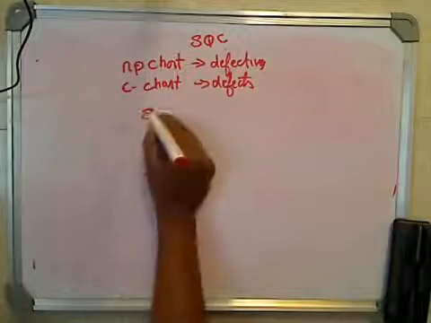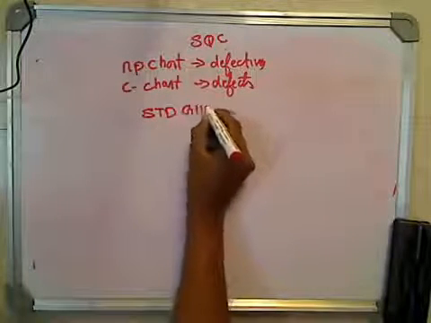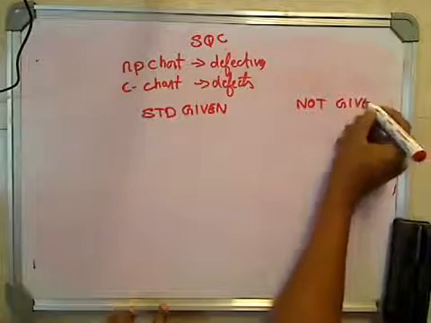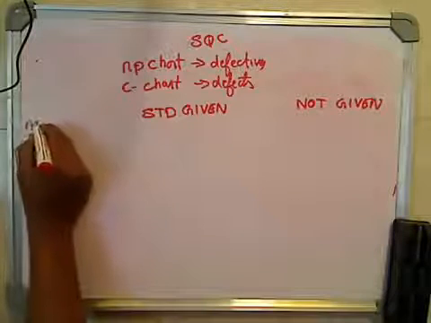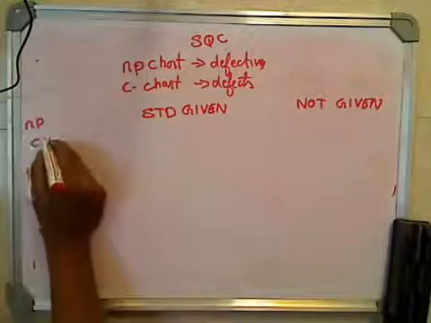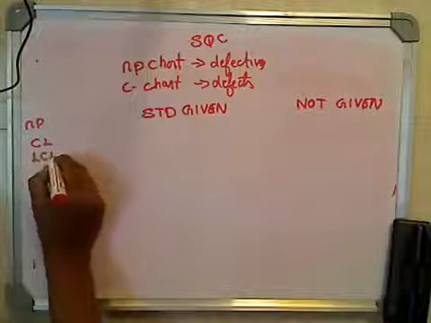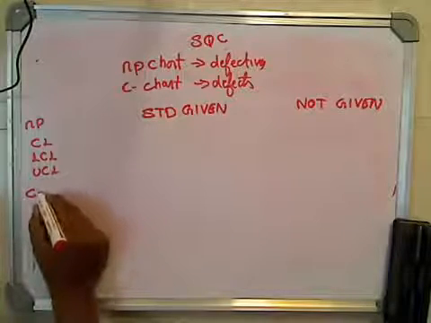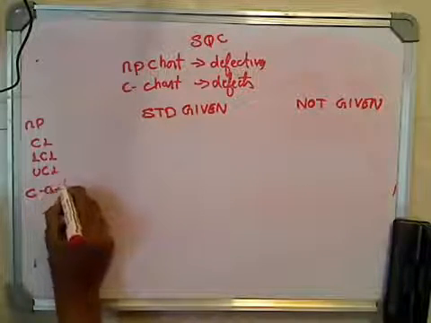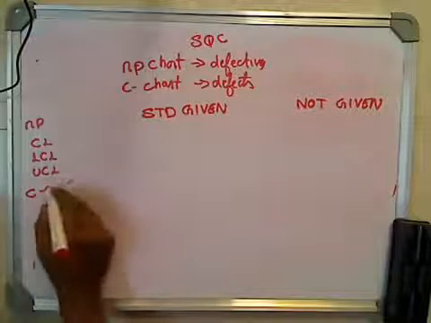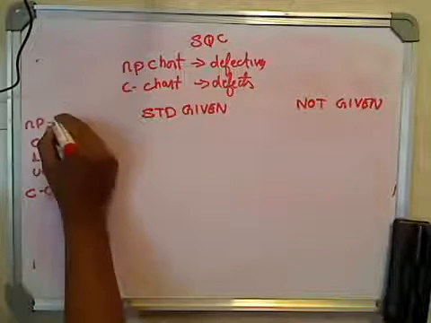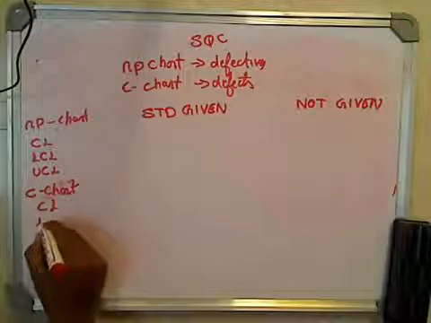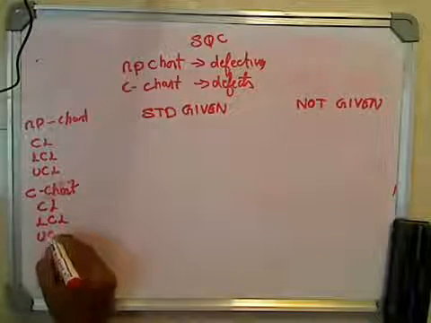Okay, now we will have standards given, and here not given. The first set of formulas I'm going to write would be for the NP. Okay, here CL, the lower control limit and the upper control limit. The second set would be for the C chart. Okay, C chart. And P chart. Now, here as well, CL, lower control limit and upper control limit.